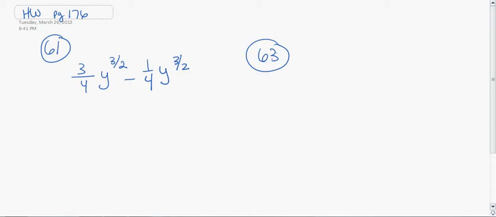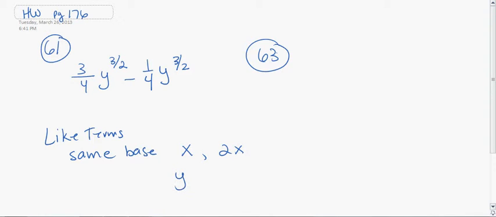Let's take a look at this one first. I would like to be able to combine these. That would be the easiest thing to do. And to combine them, I have to have like terms. So let's think about what like terms are. Like terms have the same base. And most times we think of that as being the same variable, like x and 2x are like terms, or y squared or 3y squared and 5y squared. Those are all like terms because they have the same base.